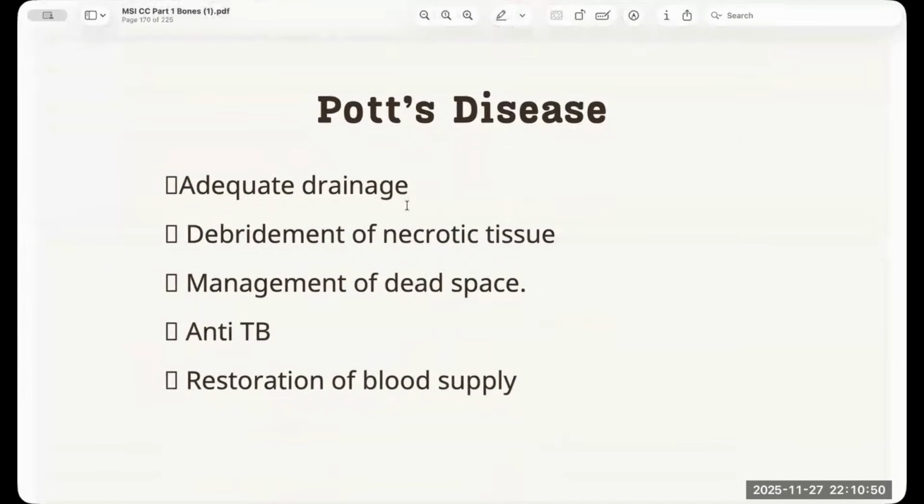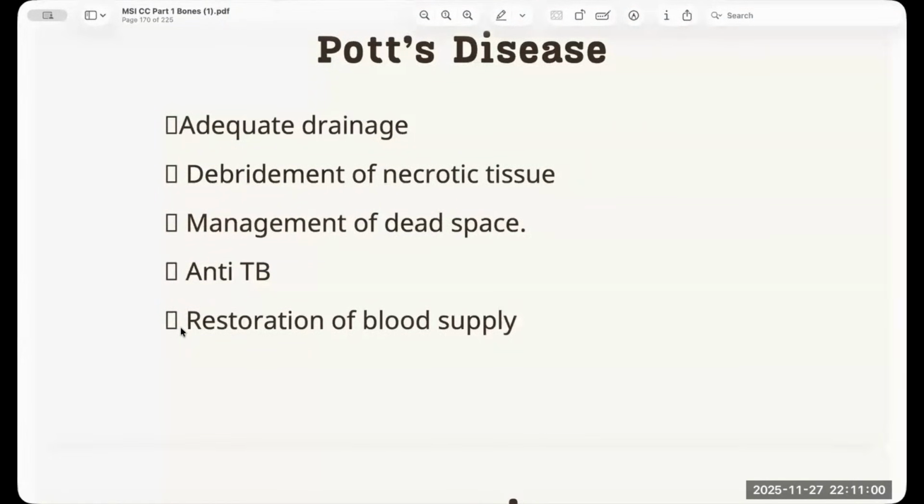Now, for management, you need adequate drainage, debridement of the necrotic tissue, of course, management of the dead space, anti-TB, and restoration of the blood supply.